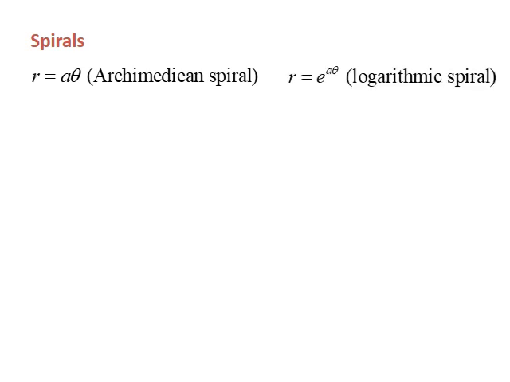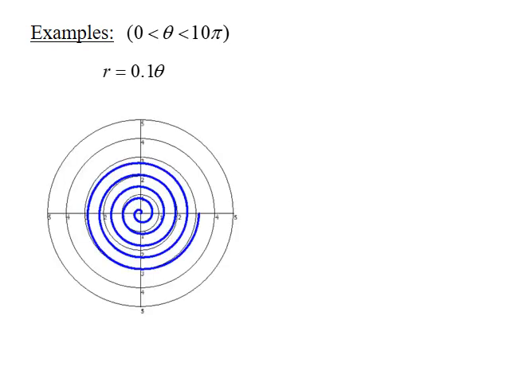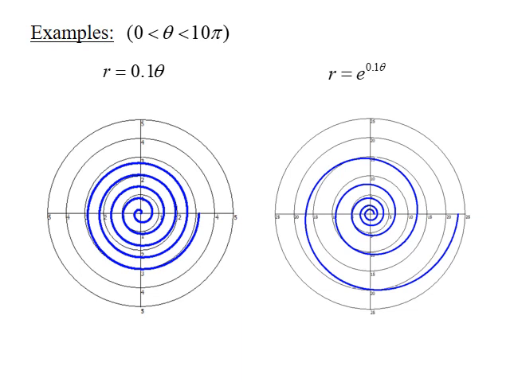Spirals. There are Archimedean spirals and logarithmic spirals, so they just take on different forms, and they will look a little bit different, like this and this. So very similar, but slightly different.